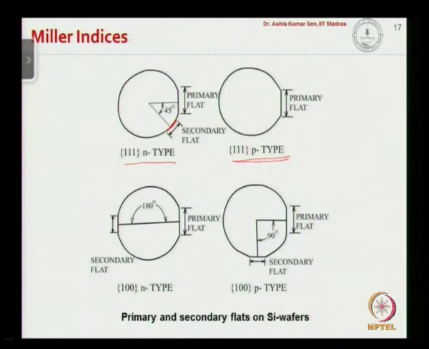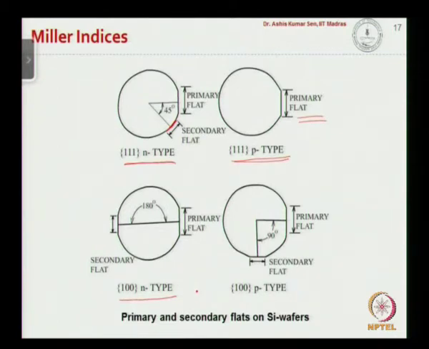How do you differentiate the 111 P type? It will have only one primary flat. So the 111 P type will have only one primary flat, whereas the 111 N type will have two different flats at 45 degrees. Then we have 100 N type.